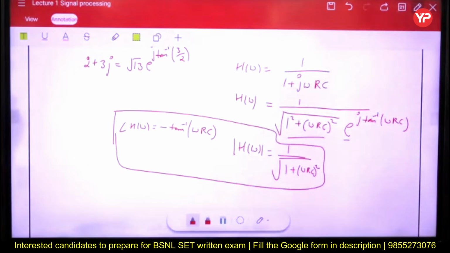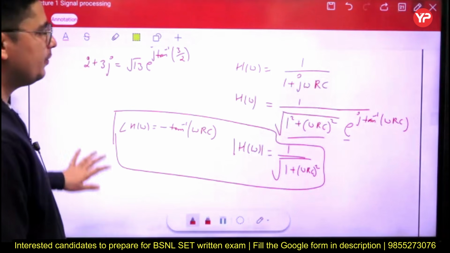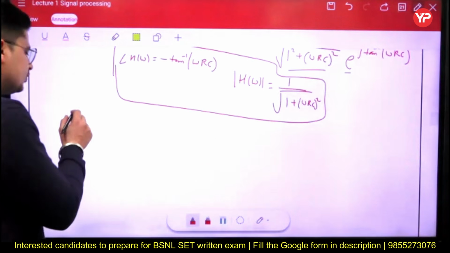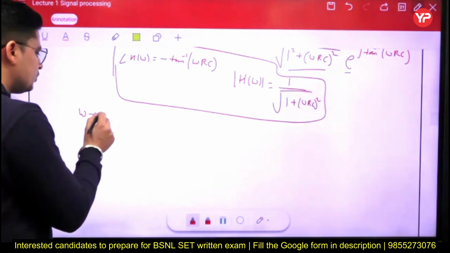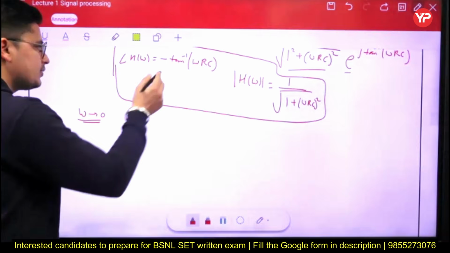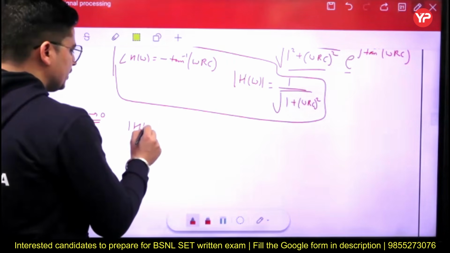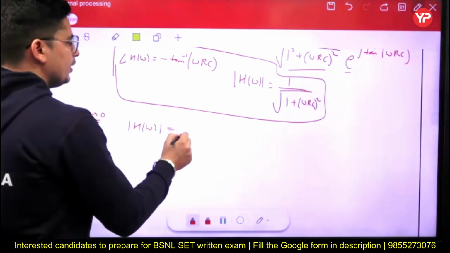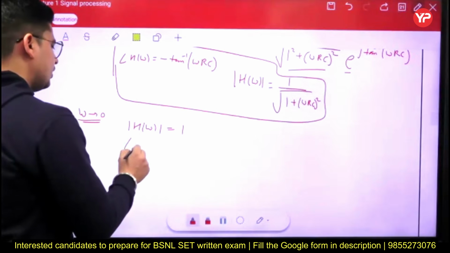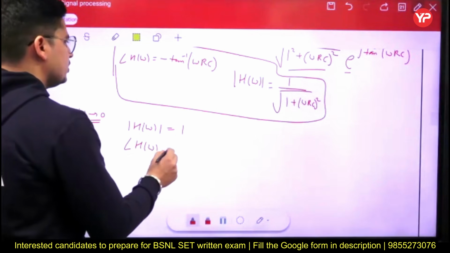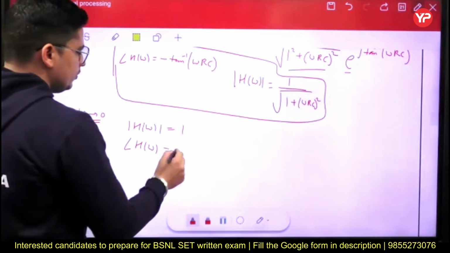Right. So after that, we will try to find what happens if I put the zero frequency, meaning omega equals zero, in these two given values, magnitude and angle. What we are getting is that the magnitude of H of omega becomes 1 when omega is 0. The angle of H of omega is how much? That is going to be 0 degrees when you put 0.